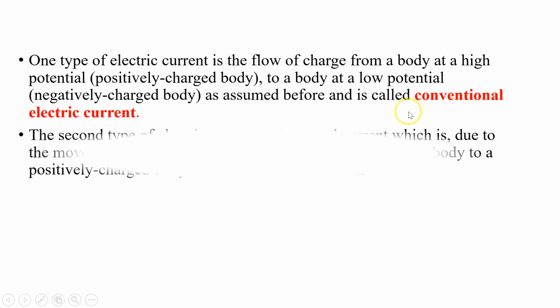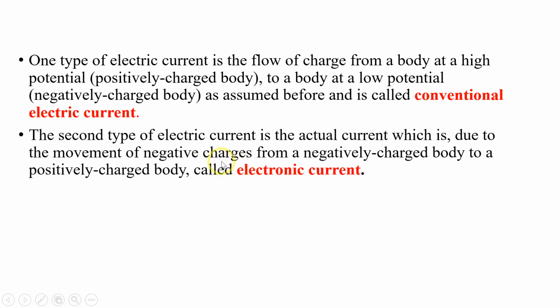But nowadays, what we are observing is that electric current is actually due to the movement of negative charges from a negatively charged body to a positively charged body, and we call this electronic current. So the electric current that you are observing nowadays is basically electronic current, not conventional current.